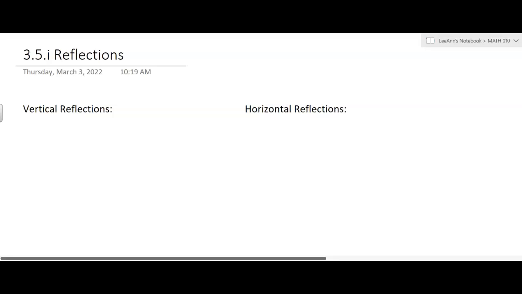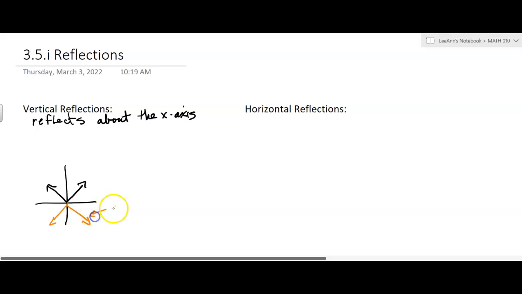Okay, so in this video we're going to talk about reflections. A vertical reflection reflects the graph about the x-axis. So let's say you have a function, let's say it's an absolute value function like this. Then if it's a reflection, it's going to go upside down, so the reflection is going to be like this. Okay? So this would be the reflection.